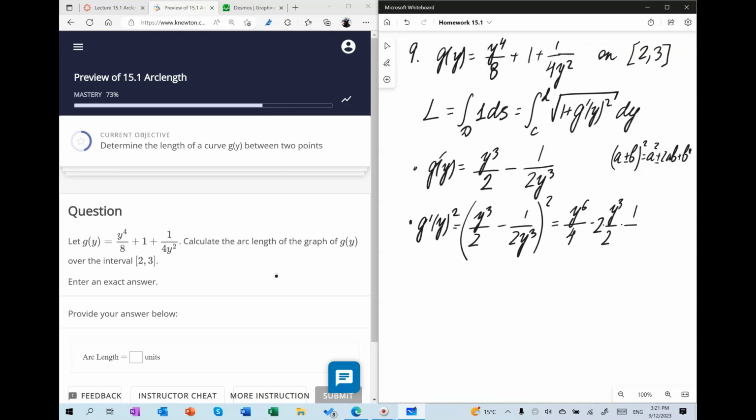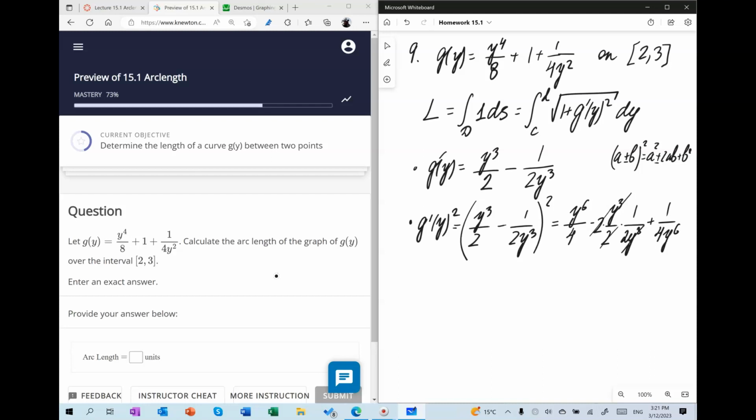Times 1 over 2y cubed plus 1 over 4y to the 6. And what you notice here is that this y cubed is cancelled, this y cubed cancelled, so these two cancel. So all we have here is negative 1/2.